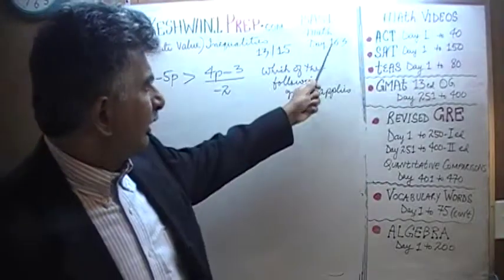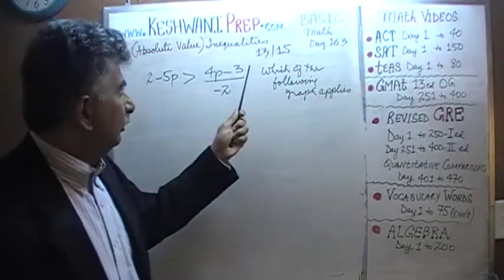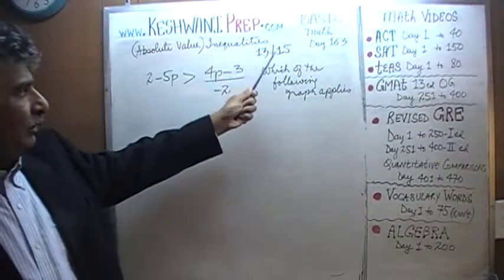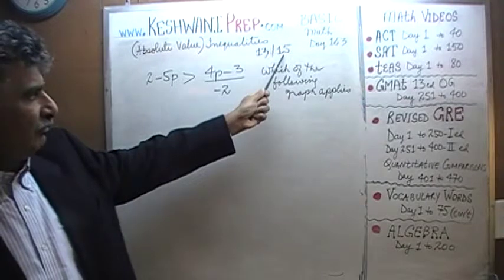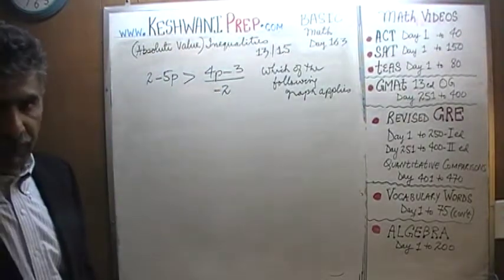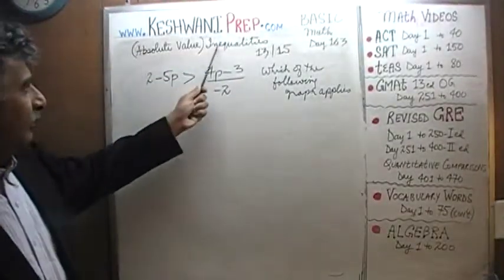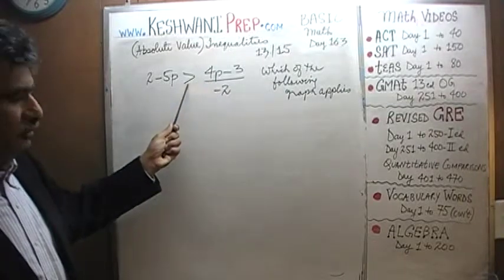We are here because we want to improve our math skill. Today is our lesson number 163 in the series of basic math. And today we'll do lesson number 13 in the series of 15 videos on the topic of absolute value inequalities. Except the problem that we see on the blackboard does not involve any absolute value. It's an ordinary inequality.